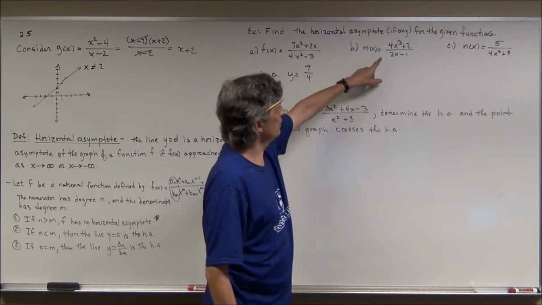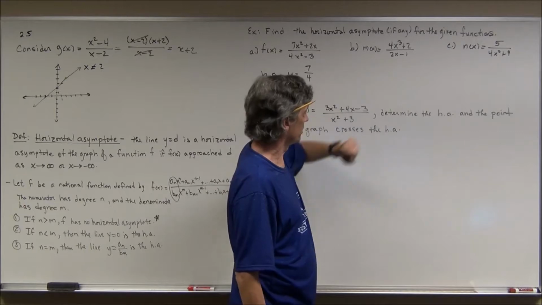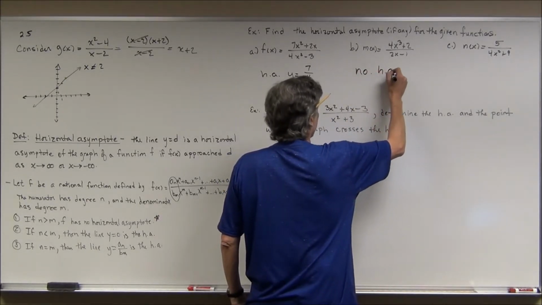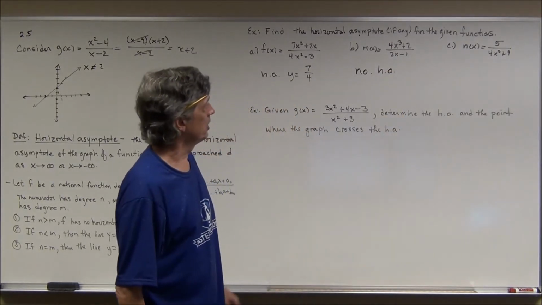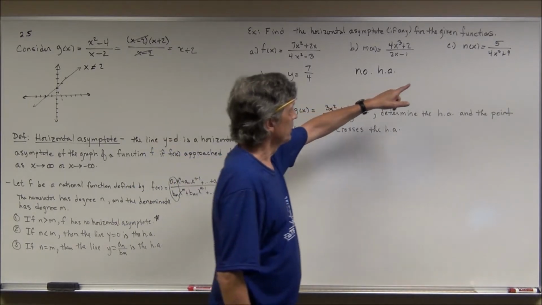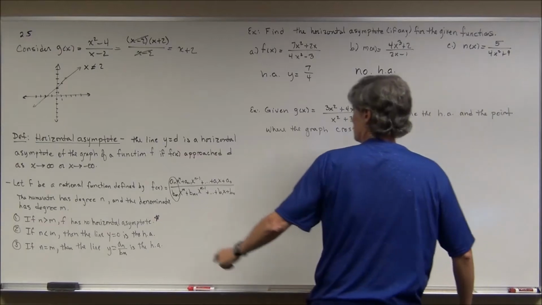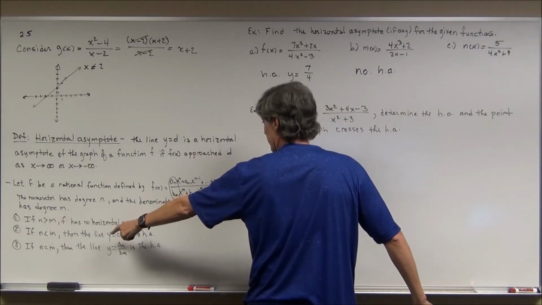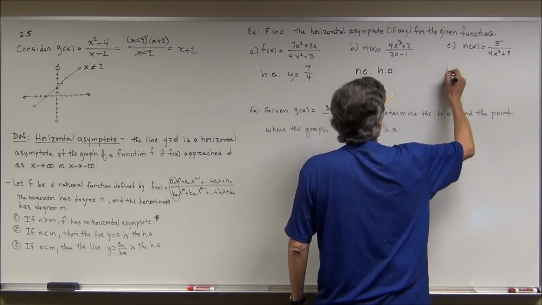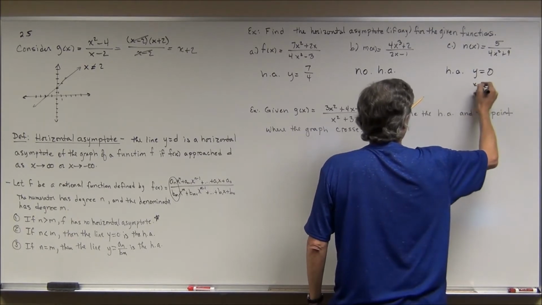On this example, the degree of the numerator is greater than the degree of the denominator. In fact, it's 2 bigger than the degree of the denominator. That means we have no horizontal asymptote. I'm just going to abbreviate HA for horizontal asymptote. In this last example here, the degree of the numerator is 0, the degree of the denominator is 2, so the degree of the numerator is smaller, case 2, and so that means that the horizontal asymptote here is y equals 0, which of course is your x-axis.